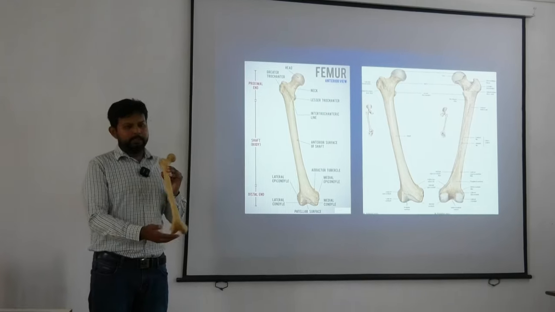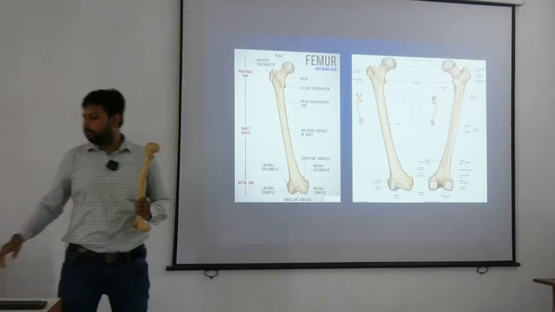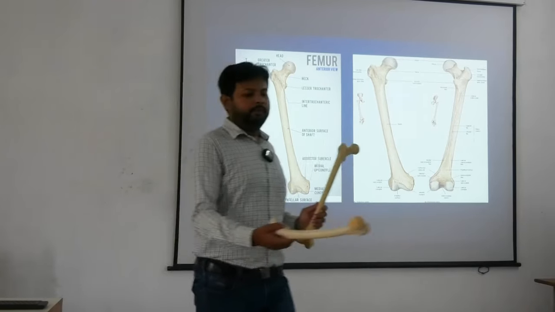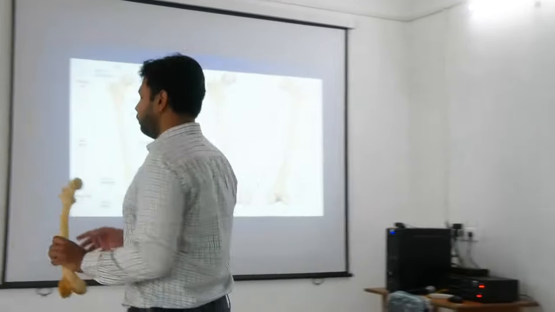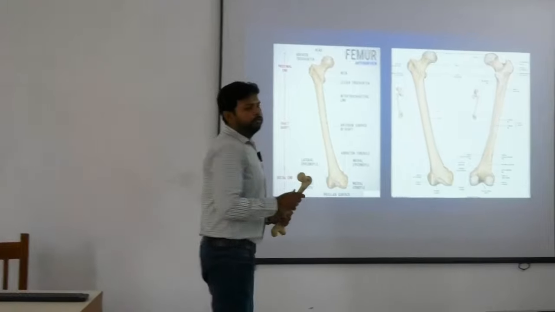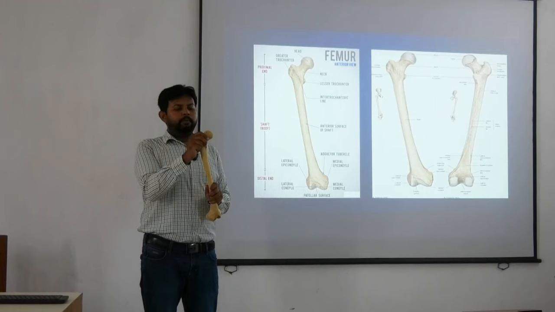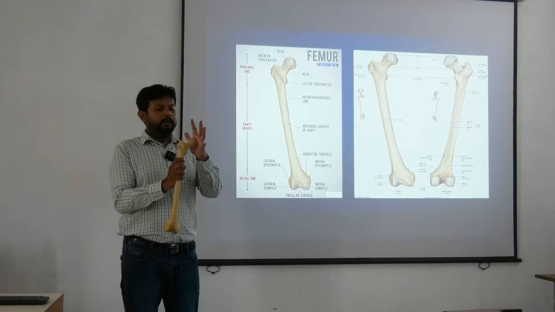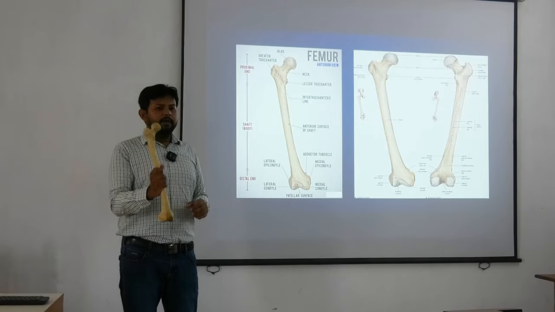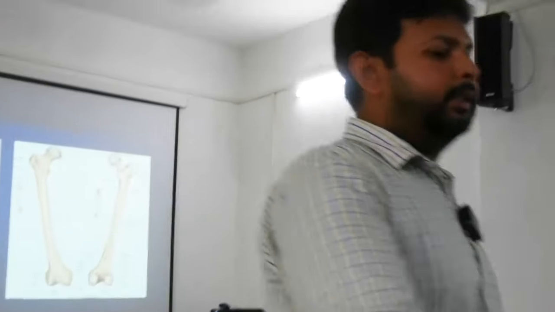So this is the anterior aspect and this is the posterior aspect. Most of you may get confused while holding the bones. You pass it on. Feel the contours for the morphology part: whether the muscular markings are more prominent or not, whether the head is larger or not, whether it is heavy or not, which one is the medial epicondyle, which is the lateral epicondyle, all those things.